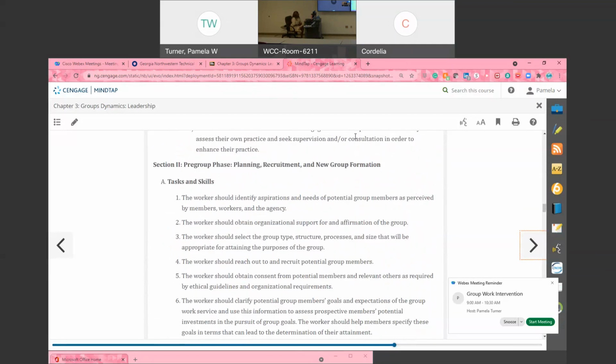Again, those stages: pre-group, planning, recruitment, and new group formation. Those are called many different things as we talk about the different theorists, but really those are the processes of how I'm going to run a group.